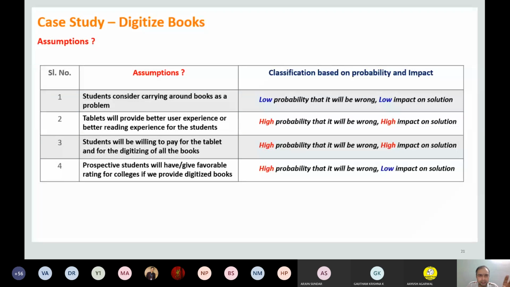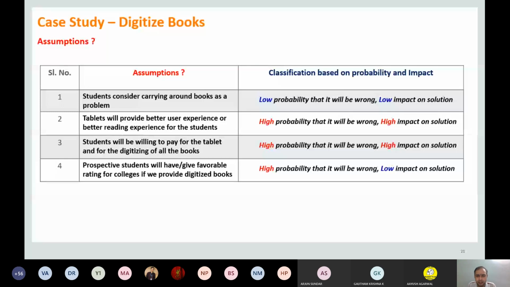We may be thinking that students consider taking the book to the college a problem, always carrying all the books together. But if this assumption goes wrong, it is not going to affect the solution much. Next, the tablets will provide a better user experience for reading. But if this goes wrong, the entire solution will be affected, because if students think that reading on a tablet causes health issues, it may affect your eyes. If that is the case, ultimately the solution you identified is the wrong solution.